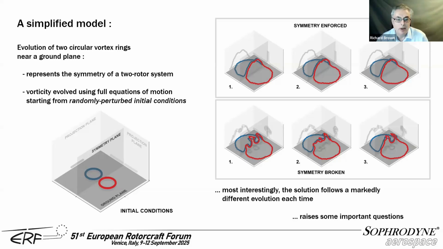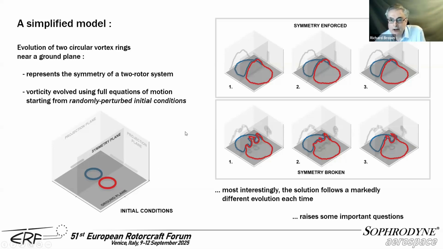But what we do is we do something a little bit sneaky. What we do is we perturb the structure of those vortices very slightly using a random perturbation to the direction of the vorticity in that particular loop. And we see what happens.